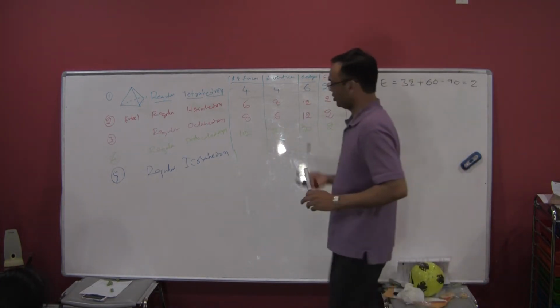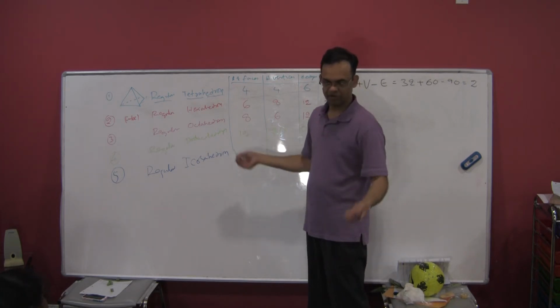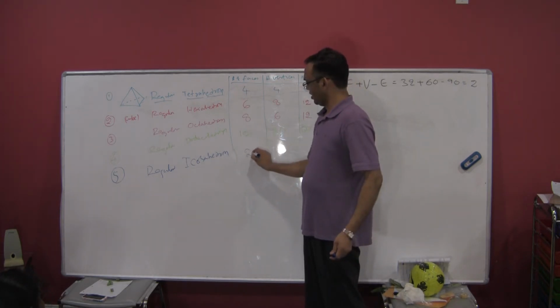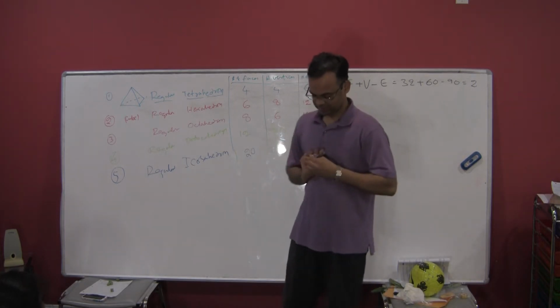Alright. So let's do the same exercise for this. How many faces? Obviously 20. How many edges? Sorry, how many vertices?